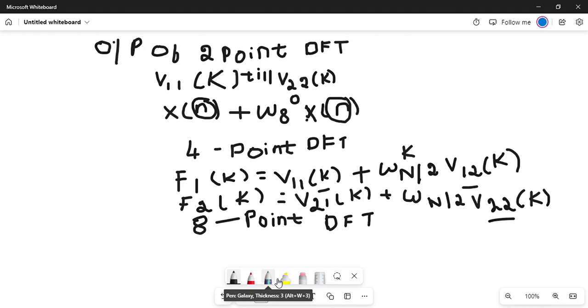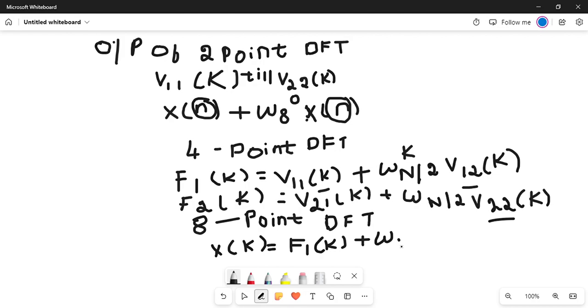For the 8-point DFT, it is x of k is equal to, right? If you understand this much, you can easily crack your exam on this particular topic, right? Yes, f1 of k plus omega n to the power of k, f2 of k, right? So this is how we are supposed to find it, right? So this is the basic equation we are just writing.